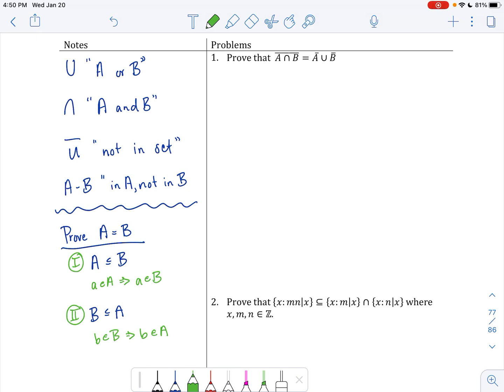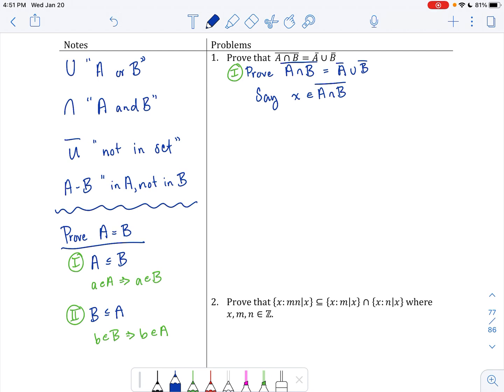So when we look at number 1, we're going to start with our first step, which is to prove that the complement of A intersect B is a subset of the complement of A union the complement of B. The way we're going to start a lot of these is to use this type of notation, which is to say that there is an element in that first set, and we want to show that this element is also in the second set.